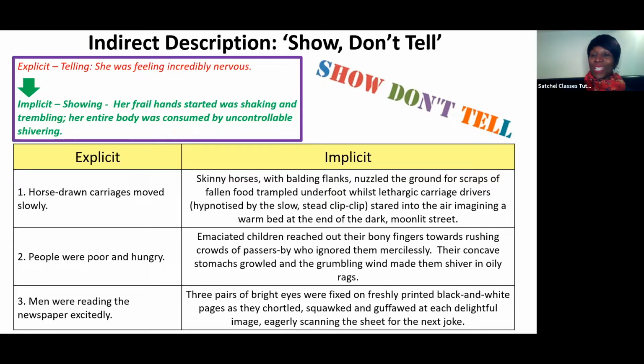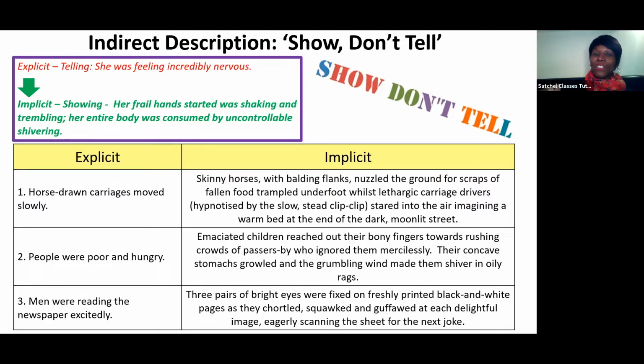So here you're really thinking about those skinny horses that barely have any energy to walk, looking for food, and how these poor, tired carriage drivers are just longing to get to bed. And that's why they're moving slowly. So you're adding that extra level of descriptive detail to really show, not just tell.